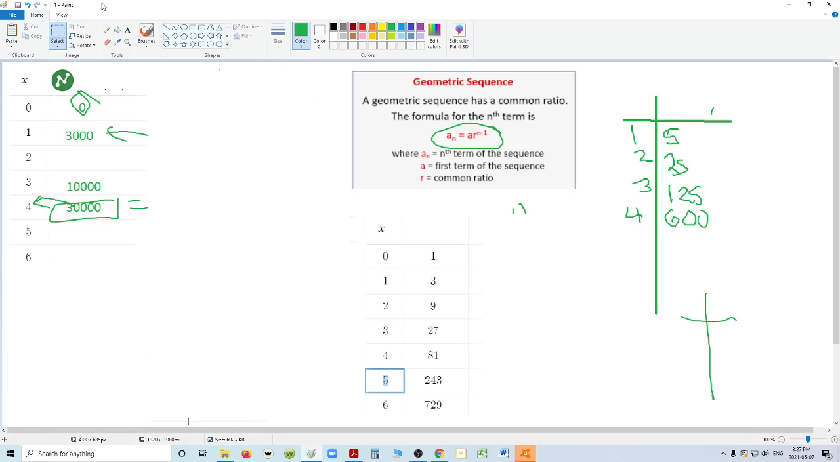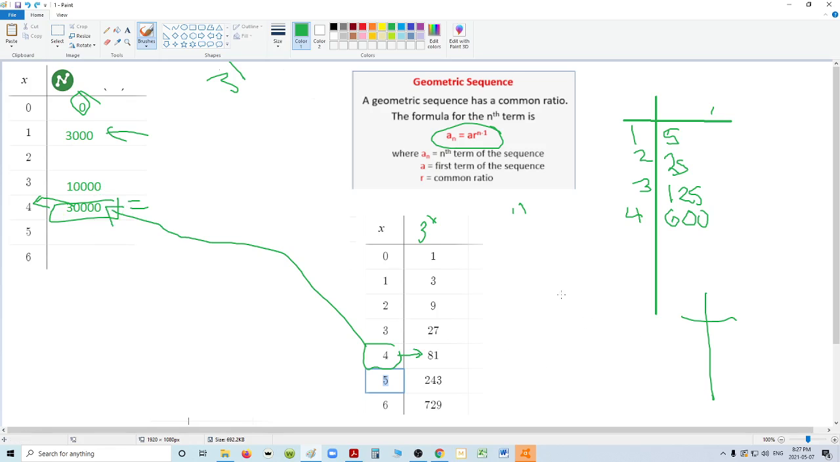Get rid of all that. And why am I doing that? Well, I'm assuming the base is 3, right? And normally 3 to the x would be, actually I have it right here. 3 to the x would produce a 1, 3, and this is unit 4, and I produce 81. And up here at unit 4, I produce a 30,000.